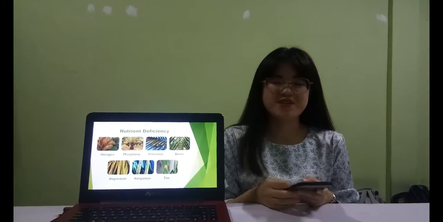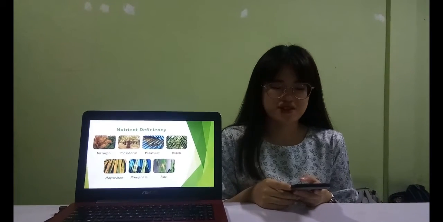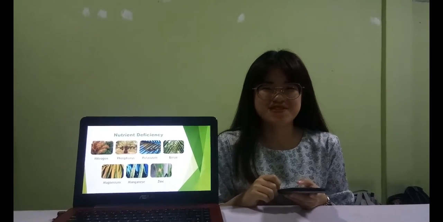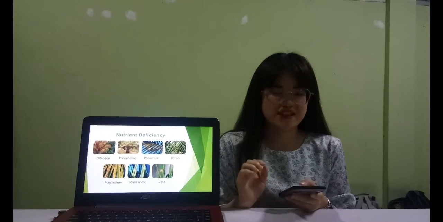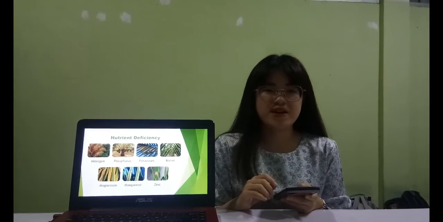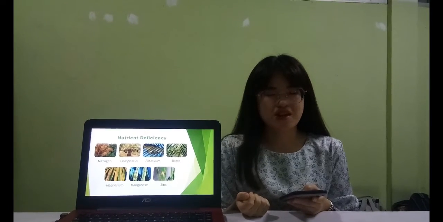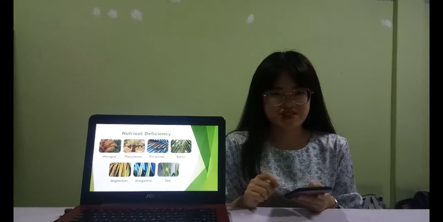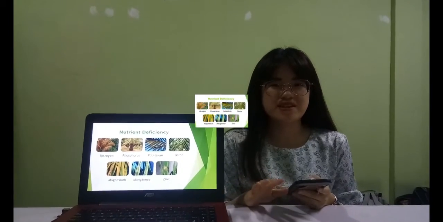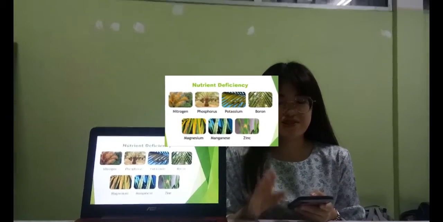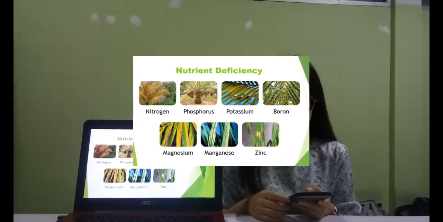And just like we all need to eat to obtain nutrients, oil palm trees also need to eat. They also need nutrients from fertilizer to maintain their health. So when oil palm trees cannot get enough nutrients, insufficiency will occur. And today we are going to focus on 7 main nutrient deficiency symptoms that always occur on oil palm trees.